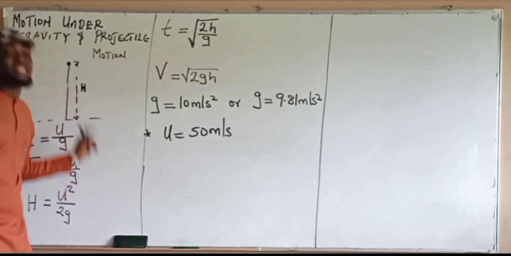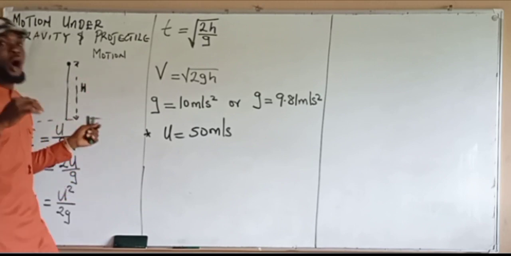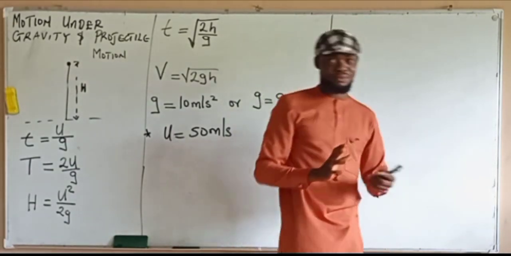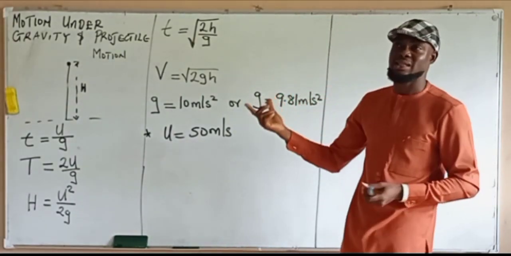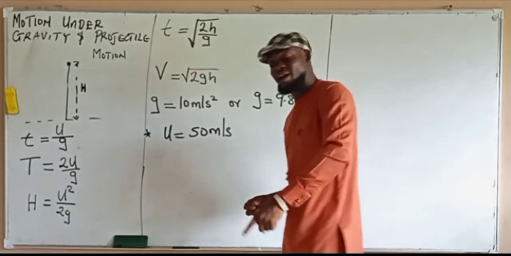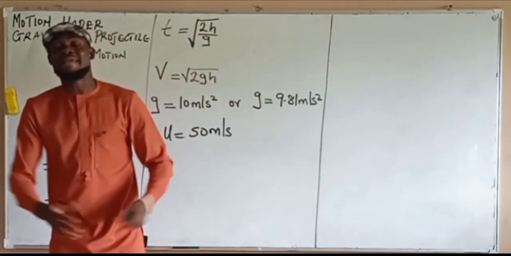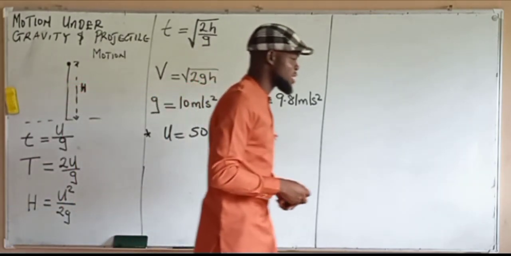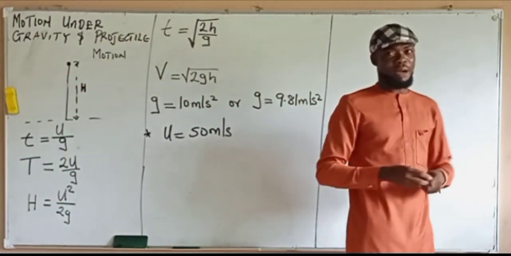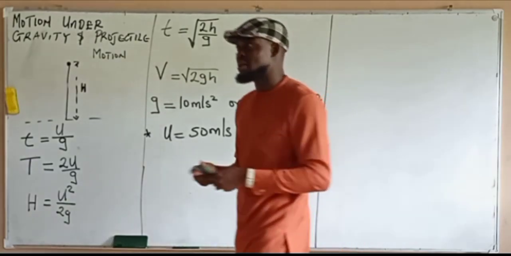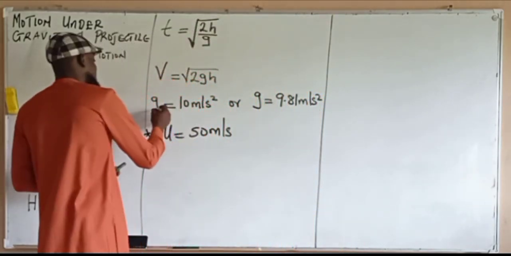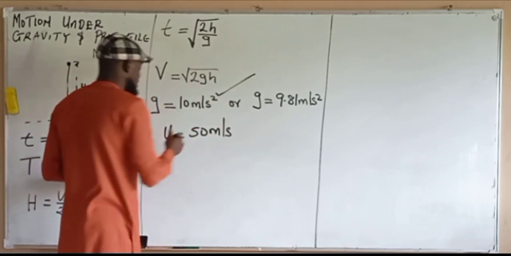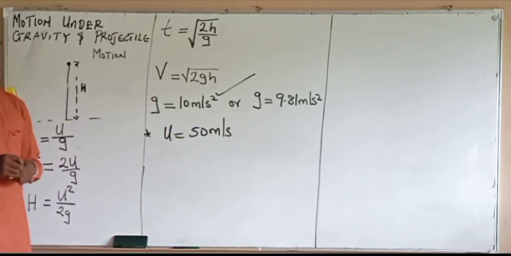The time of flight of this body, or the time to reach the maximum height and come back to the ground. And the maximum height attained by this body. Take g as 10 meters per second square.